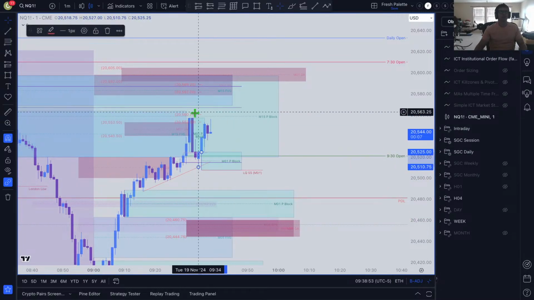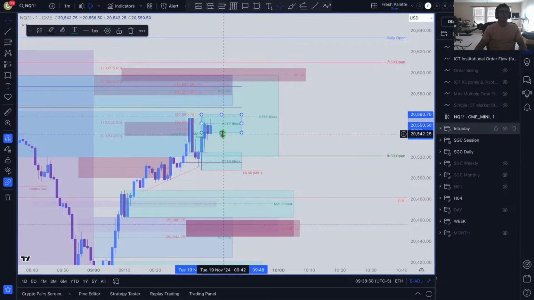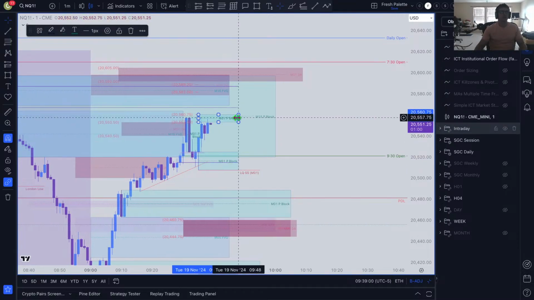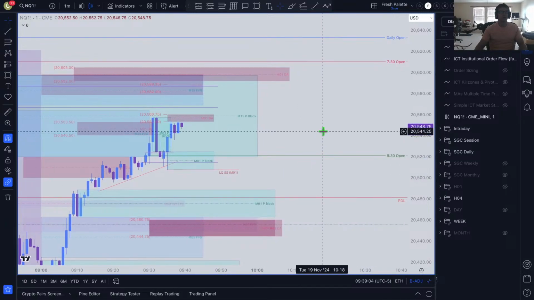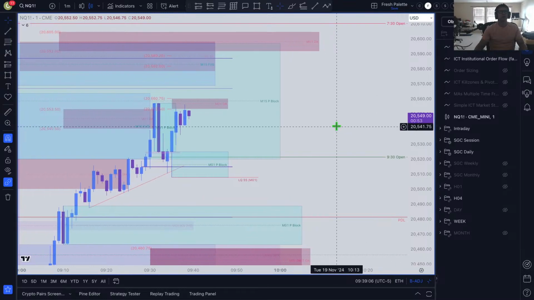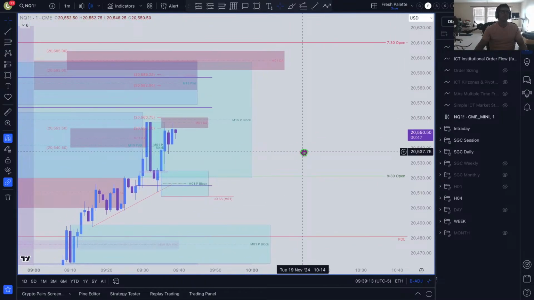But notice that we hit the first distribution area of that already. And we're getting a reaction off of it. And so we could get a sweep of that low and then go. And that's what I might anticipate. That would be a better setup to me.